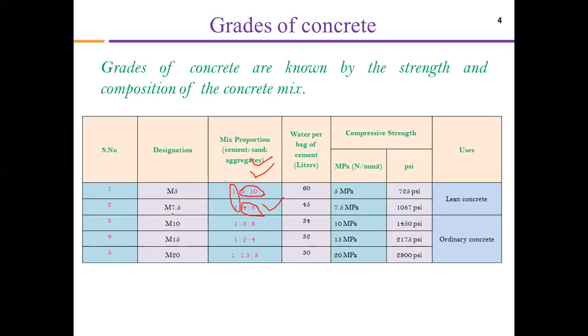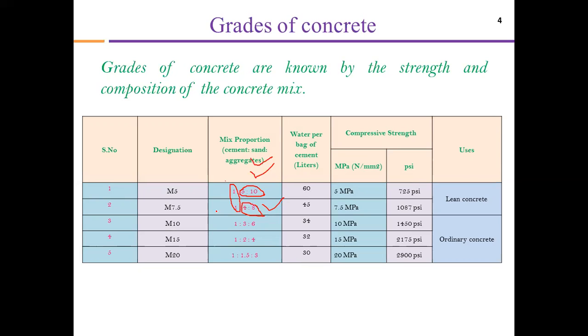Okay, M5 will give us less strength and M7.5 will give us more strength, because in this particular mix, for the same amount of cement, we have added a smaller amount of aggregate as compared with the M5 concrete.